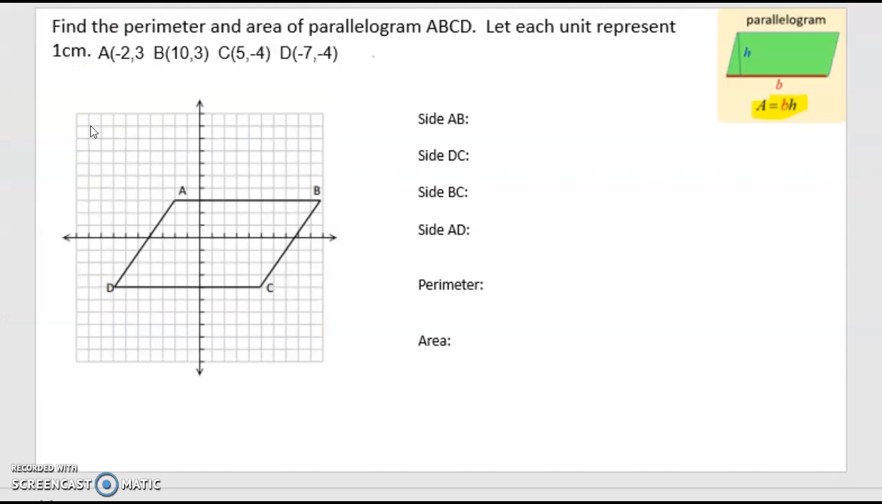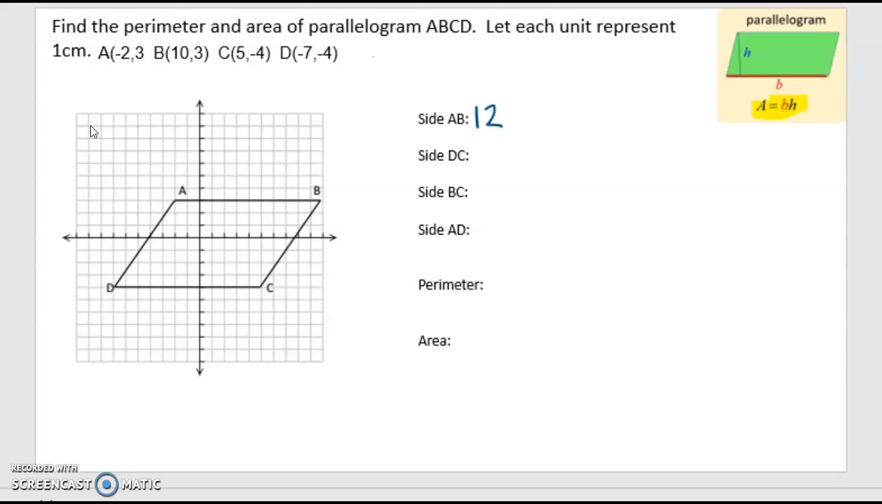So the first thing that you would need, especially for the perimeter, is the length of all the sides. I love it when a shape has something where I can count vertically or horizontally the length of a shape. So for example, we have AB I'm looking at. I count the boxes across. I've got 1, 2, 3, 4, 5, 6, 7, 8, 9, 10, 11, 12. So the side length of AB is 12.